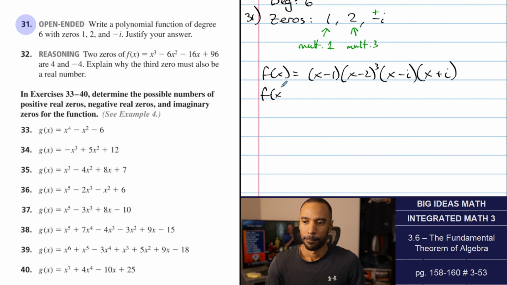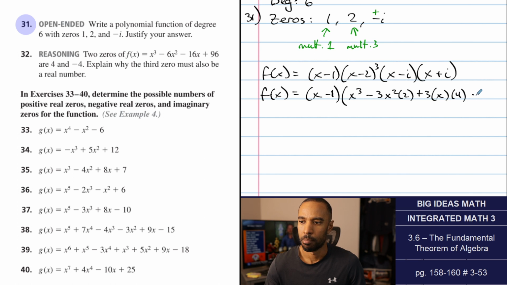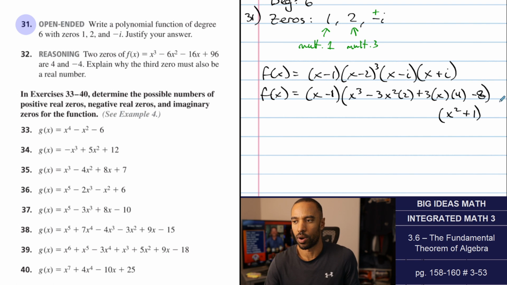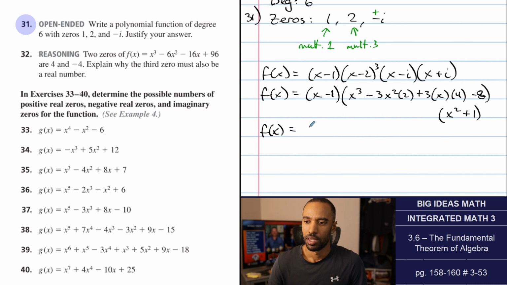Okay. x minus 1 is exactly that. x minus 2 cubed. Now this turns into x cubed minus 3 times x squared times 2 plus 3 times x times 2 squared, 4, minus 2 cubed, which is 8, minus 8. And this multiplies by x minus i times x plus i, which is x squared plus 1, because it's x squared minus i squared, or x squared minus negative 1, x squared plus 1. So let's get this down fitting on one line again.